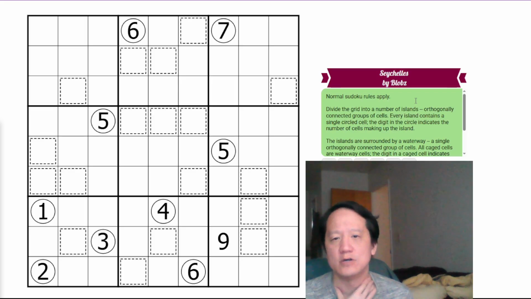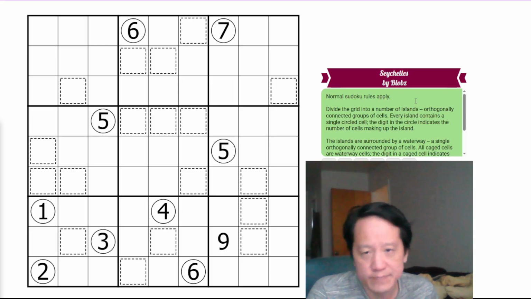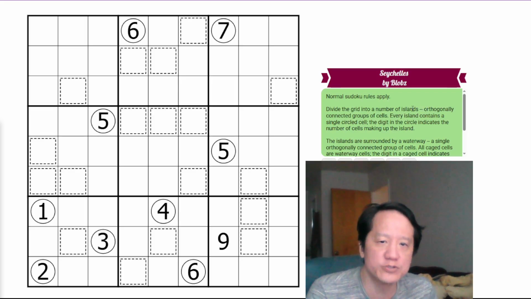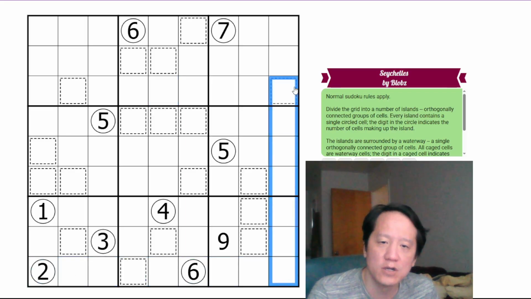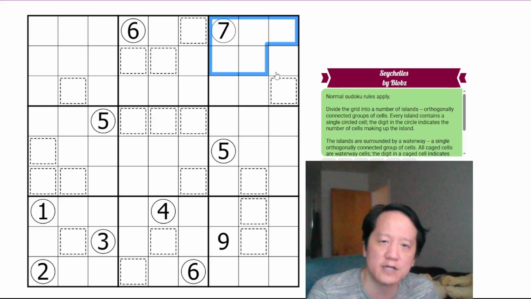Today's puzzle is called Seychelles by Blobs, and here are the rules. Normal Sudoku rules apply, which means in every cell in the grid, place a single digit from 1 through 9 such that there are no repeats in any row, column, or designated 9-cell region.